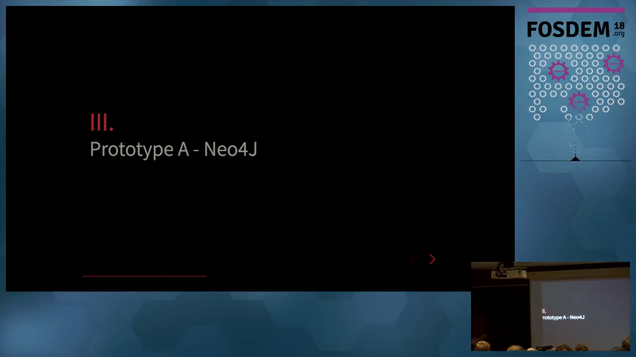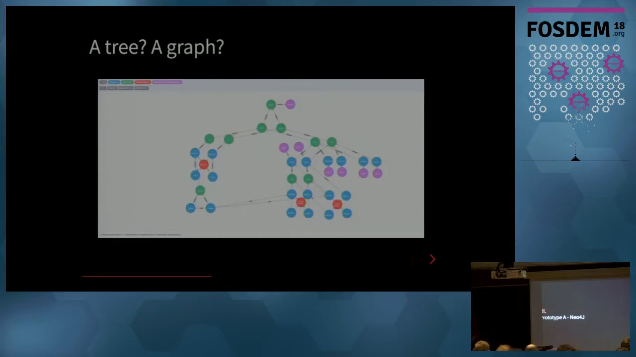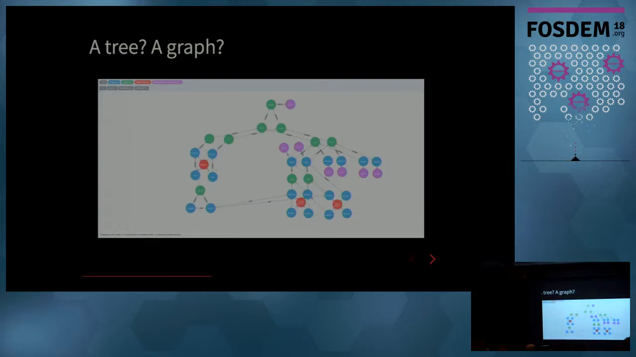So as Benjamin said, we tried two prototypes. The first one was actually using Neo4j. Why is that? Because, as you saw, we have a rather complex graph, and Neo4j is a graph database. So we told ourselves this could be a good idea. It's a tree, it's a graph. So this is actually the schema of the Neo4j database we devised.